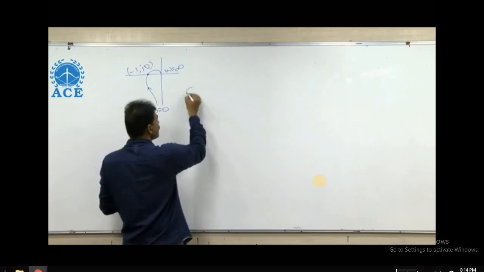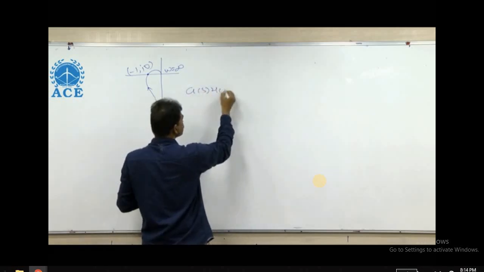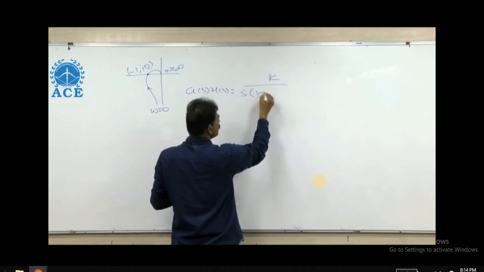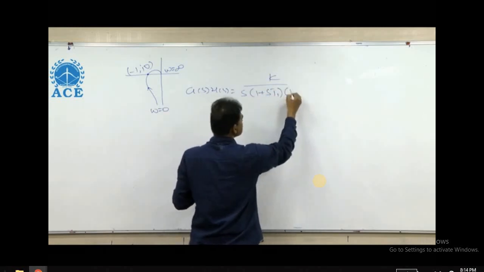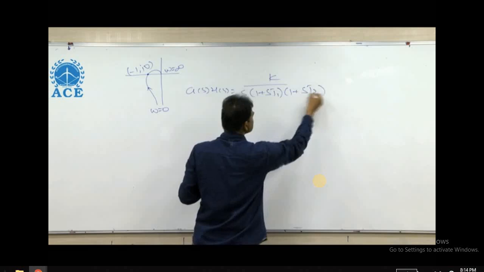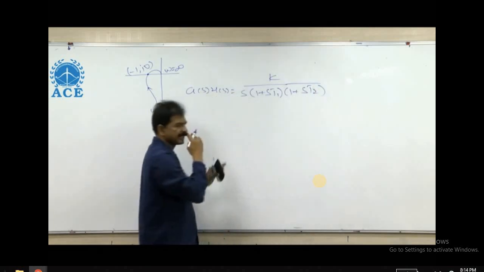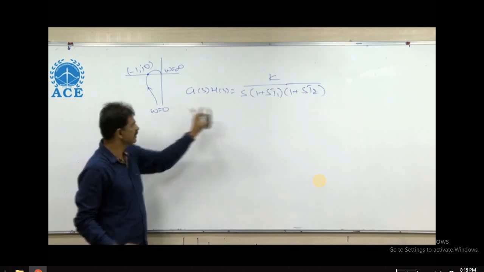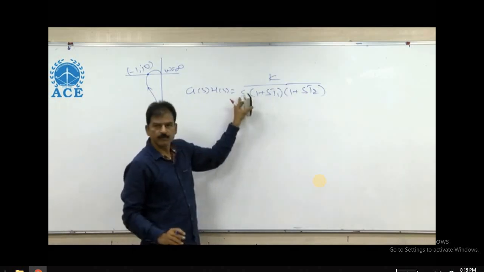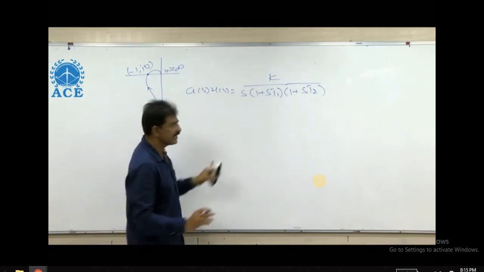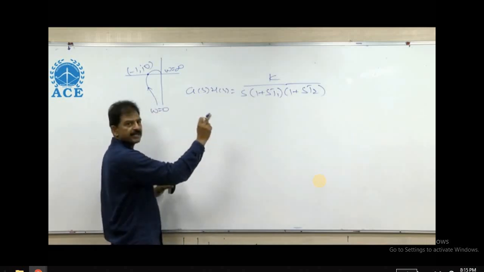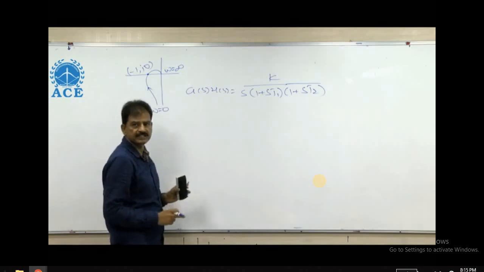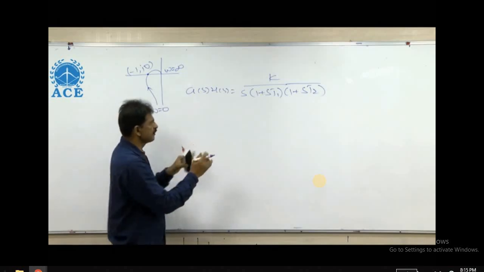Therefore, the corresponding transfer function is K by S into 1 plus ST1, 1 plus ST2. Minimum phase system it is. No poles and zeros on the right side. It has one pole at the origin, initial angle minus 90 degrees. Total number of poles are 3. Final angle as omega tends to infinity is P minus Z into minus 90. Therefore, minus 270 degrees is the final angle. This is the transfer function.